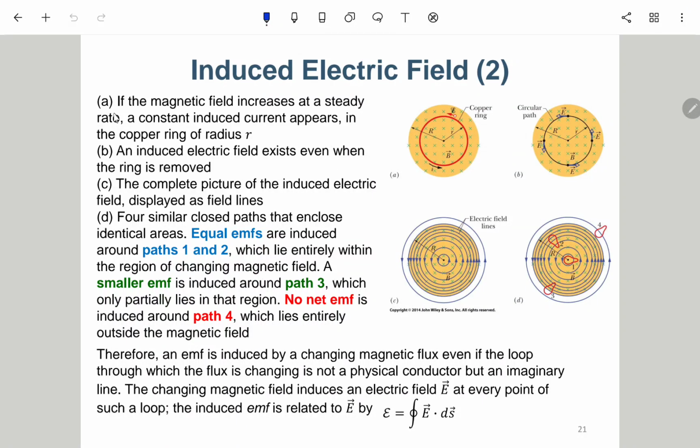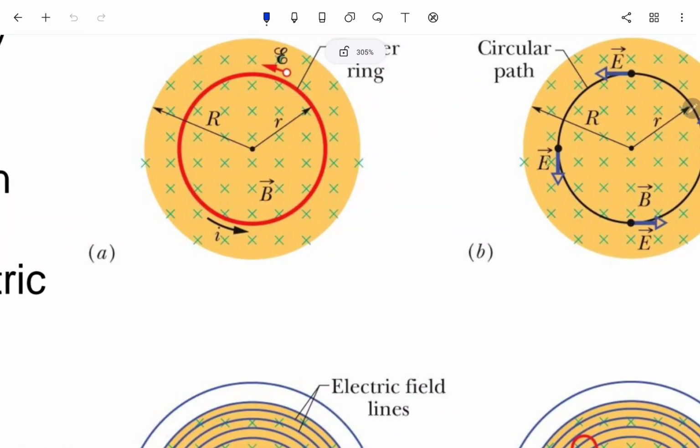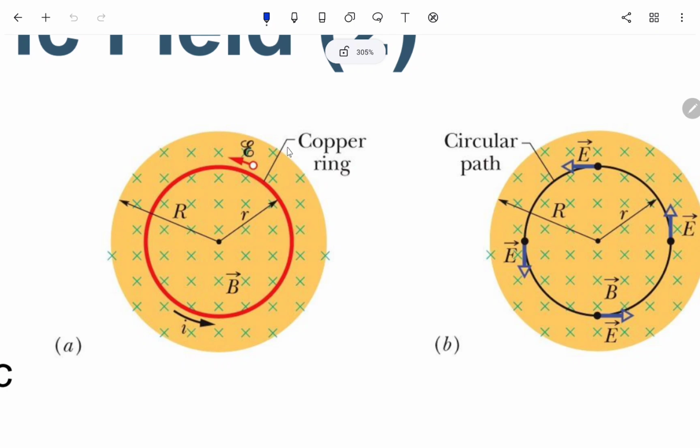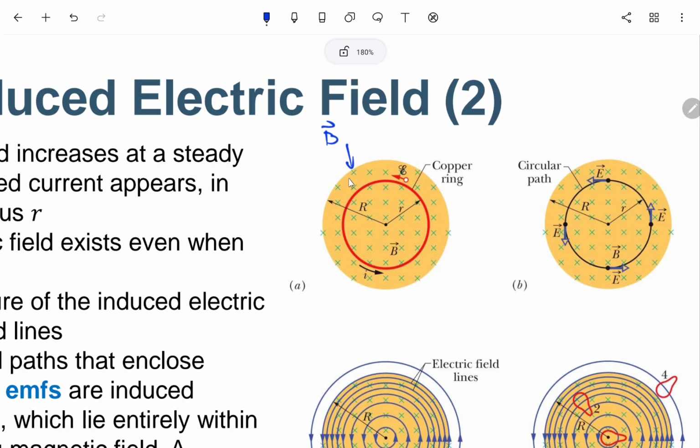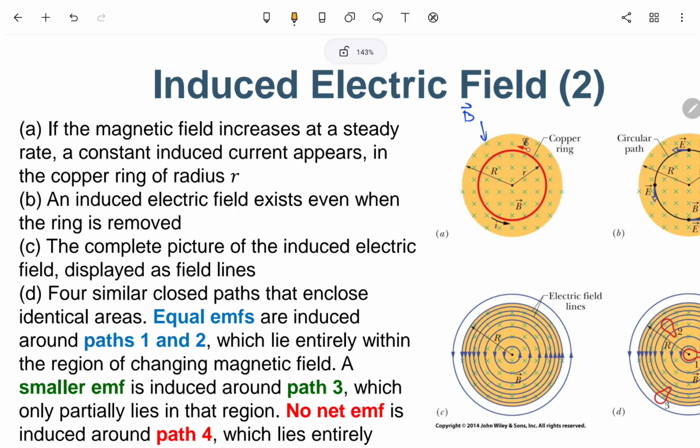Okay, so here it says if the B field increases at a steady rate, a constant induced current appears in the coupling of radius r. Here we assume within this yellow area we have some uniform B field, indicated by the green cross, which means the B field is actually pointing into the page. It is uniform over the area, but it is increasing with respect to time.